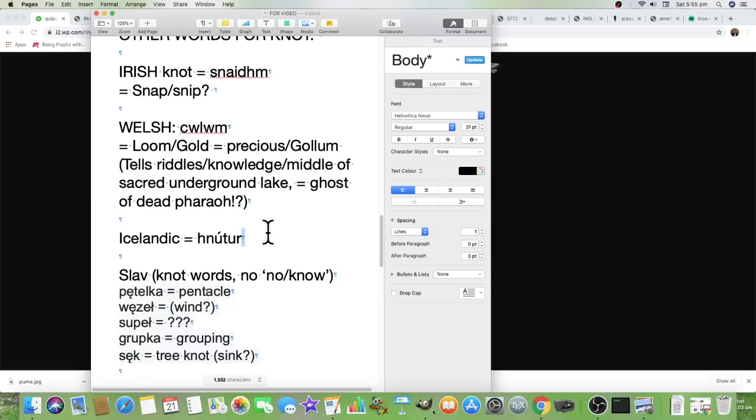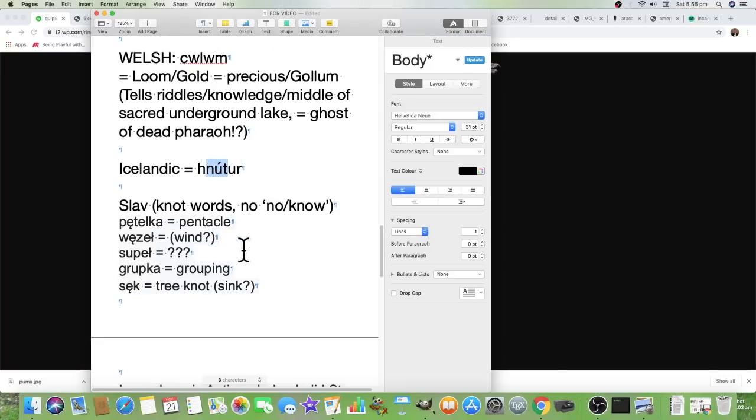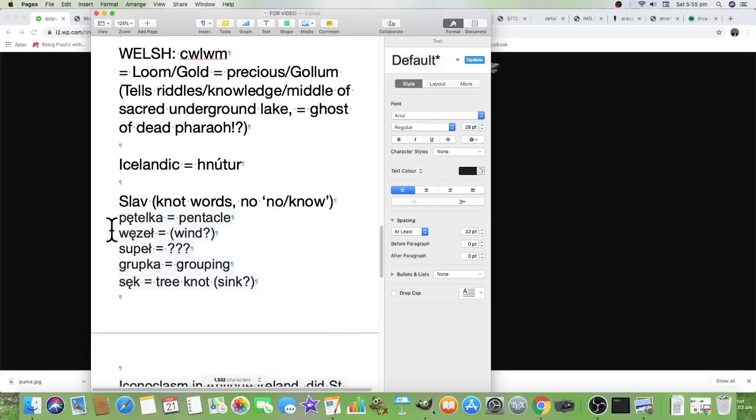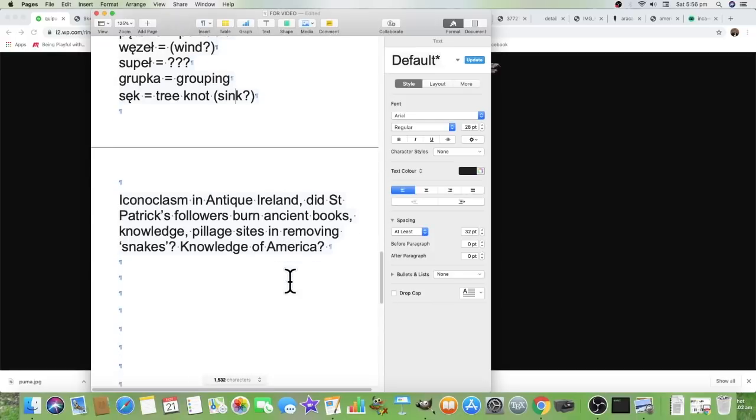In Icelandic, neuter. So that's another type of not. And in the Slav languages, we don't have any not at all. You can see Germanic words have entered. I'm using Polish here, so pentelka, Wenzel is wind. A word which doesn't seem to be in Germanic, supel. Another word for not is group. Make a grouping. Or another word is sink, senk. It's quite interesting. Is this the inverted nub? So what's going on now?